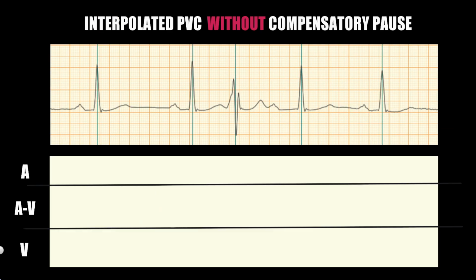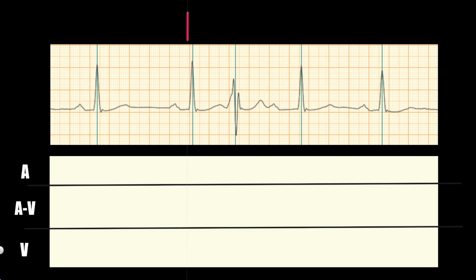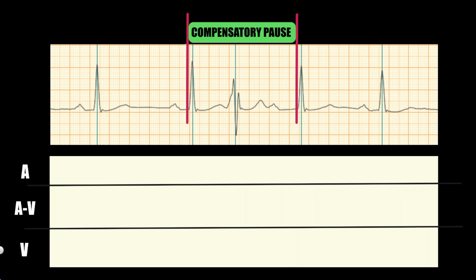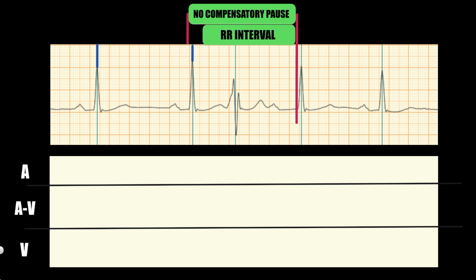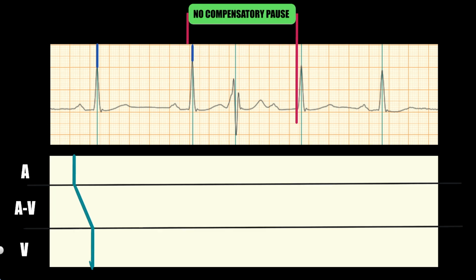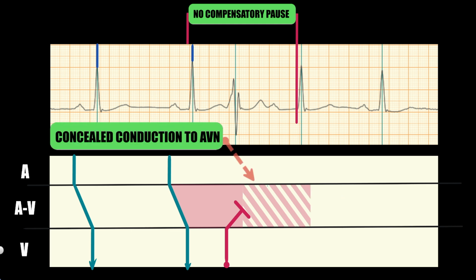The next type is interpolated PVC, which has no compensatory pause at all. As in our case, the compensatory pause is almost equal to 1 RR interval. So, the first two sinus complexes are absolutely normal. The interpolated PVC is retrogradely conducted to the AV node, but it is not able to completely penetrate it. This phenomenon is called concealed conduction.